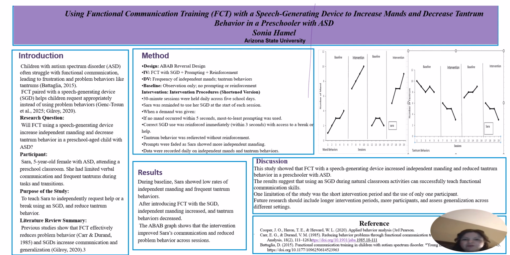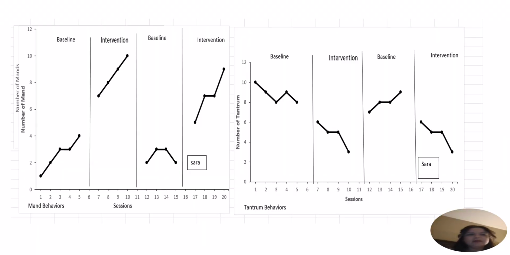And then in the intervention phase, we introduced the intervention. Here you can see the ABAB baseline and intervention phases for the number of mands and the number of tantrums. And this is the graph I did for Sara.